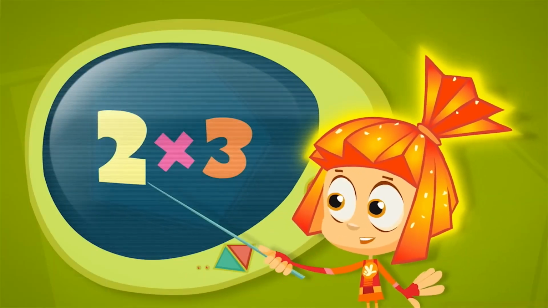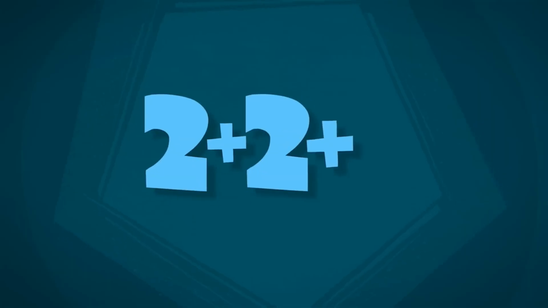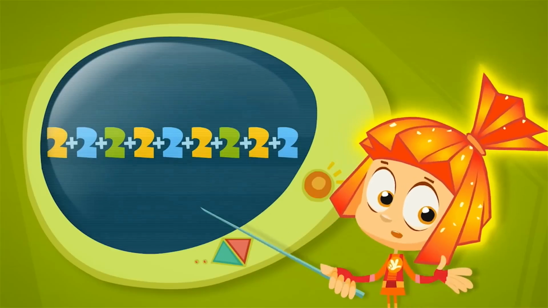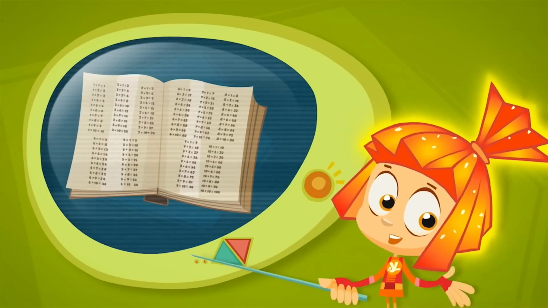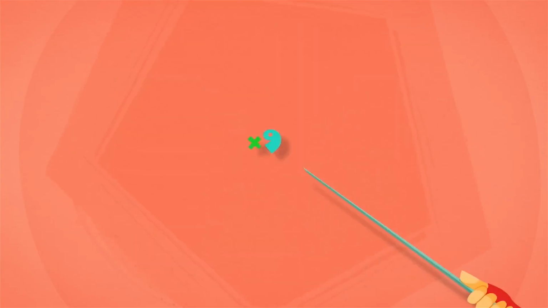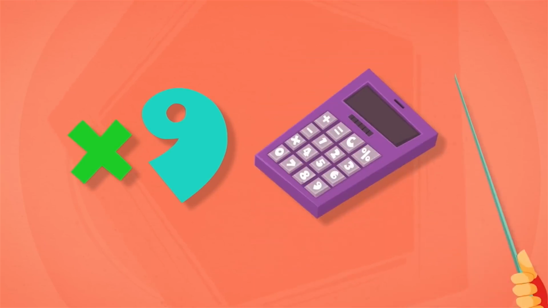To multiply 2 by 3, all you need to do is just add 3 2s together. It's much harder to multiply a number by 9. That takes too much time to add. That's why at schools they want you to memorize the table. But there's a simple way to multiply by 9 without the table or a calculator.